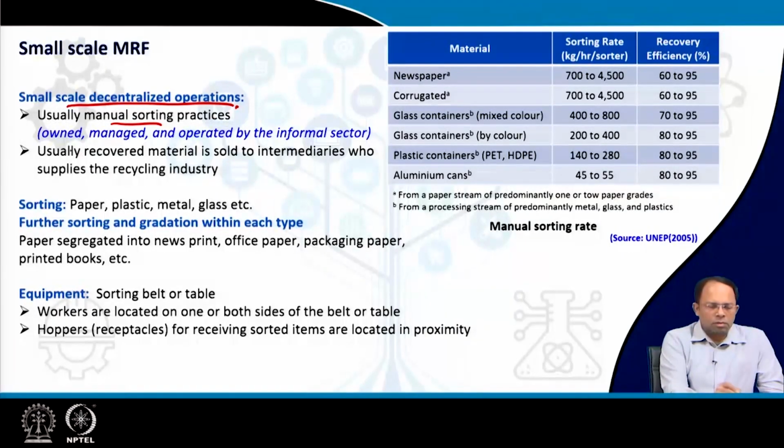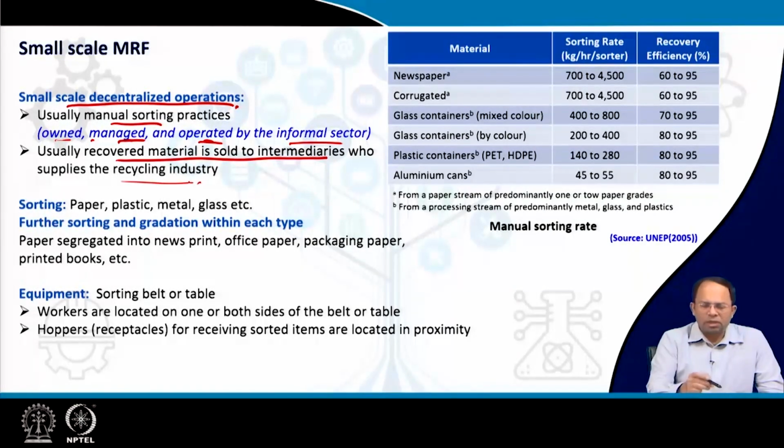So usually this kind of decentralized operations are also owned, managed and operated by informal sectors. ULBs do support financially as well as by providing space, maybe some equipment and all, but usually it is owned, managed and operated by the informal sector. And the recovered material is sold to intermediaries who supply the recycling industry, because we are doing a decentralized operation at the ward level.